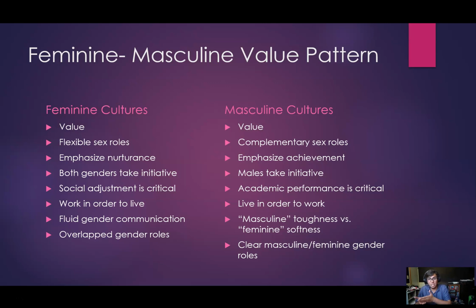Both genders, social adjustment is critical, academic performance is critical. Work in order to live versus live in order to work. Fluid gender communication, masculine toughness, feminine softness. And overlapped gender roles versus clear masculine, feminine gender roles. All of which to say, again, that there are many different ways that we can show this sort of difference.